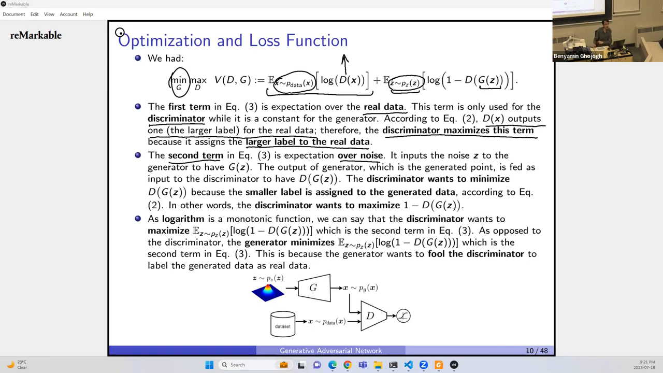And what is this? G of Z means the output of the generator, the generated point. If you feed it to the D, ideally the discriminator should give me zero. So this should be minimized. Therefore, minus D should be maximized. Therefore, one minus D should also be maximized. Why do I have one minus D? Because D is between zero and one. One minus D also becomes between zero and one, but the other way around, right? So for noise, I want D of G of Z to be close to zero. So I minimize it. Therefore, I maximize minus D of G of Z. Therefore, I maximize one minus D of G of Z. Therefore, I maximize log of one minus D of G of Z, right? For the discriminator, the explanation is complete, right? Also, logarithm, by the way, is a monotonic function, so we can use logarithm.